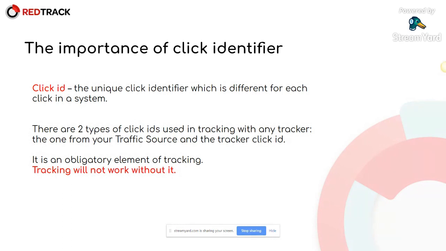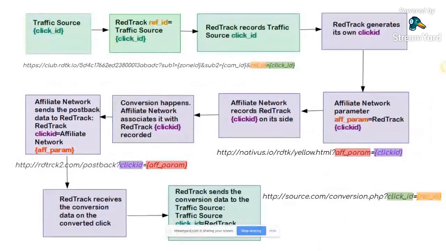And the most important thing is that click ID is an obligatory element of tracking. Tracking will not work without click IDs, so you need to be careful and always put your click IDs to your tracking links and to your postback links. Here is the click ID flow starting from the very beginning. Traffic source generates its unique click identifier. In our example, it will be click ID, but the parameter can be different for each traffic source.